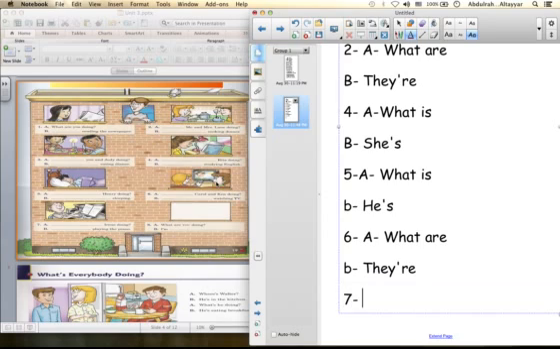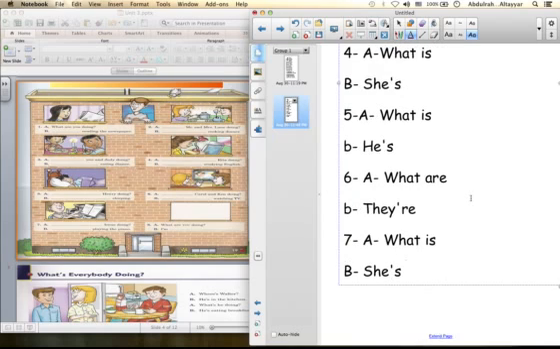Okay. Number 7. Now he's asking you about Irene. So Irene is the same thing as she. So yeah, it's very simple. What is Irene doing? So the answer is, if we're talking about her, we say she's playing the piano.